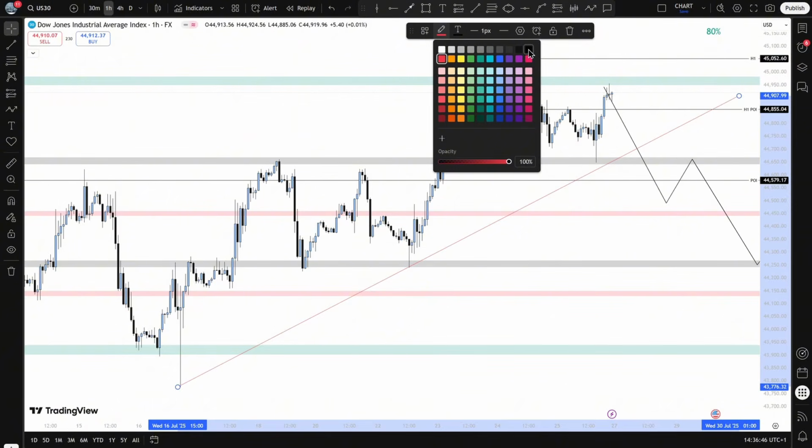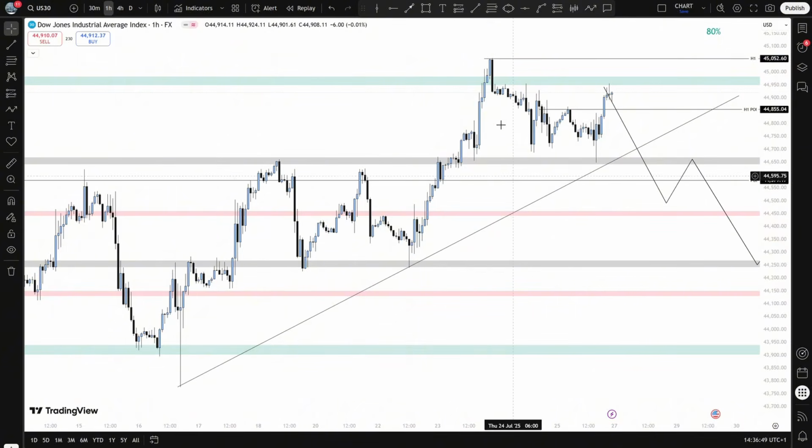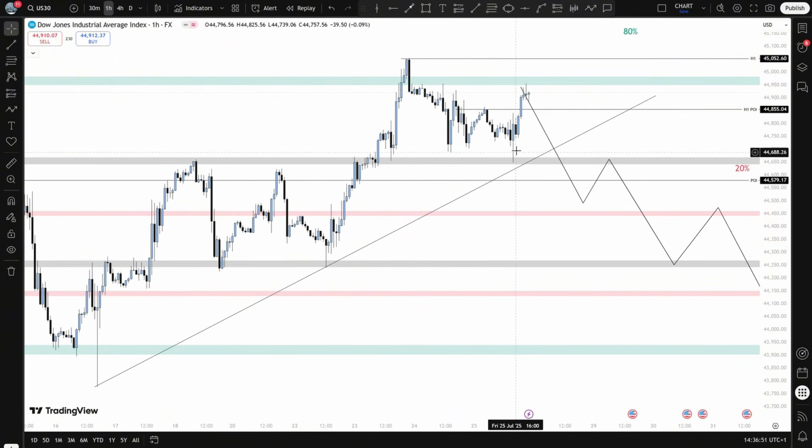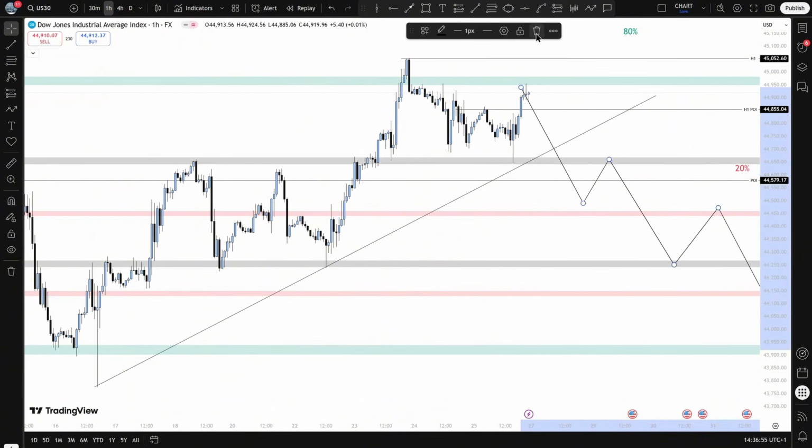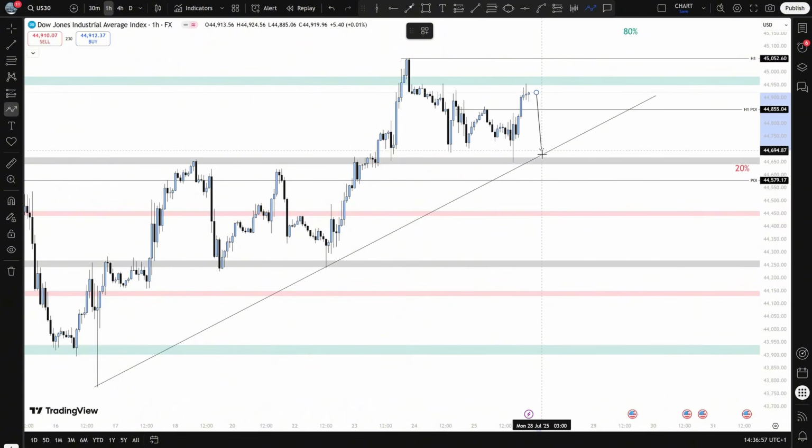Okay, so I'm going to put it as black. So we have the first touch, second touch there. This is supposed to be the third touch, but price did not get to that level. So now, if you see US30 start dropping, then just know that it will drop to retest on this trend line here before moving to the upside, right?